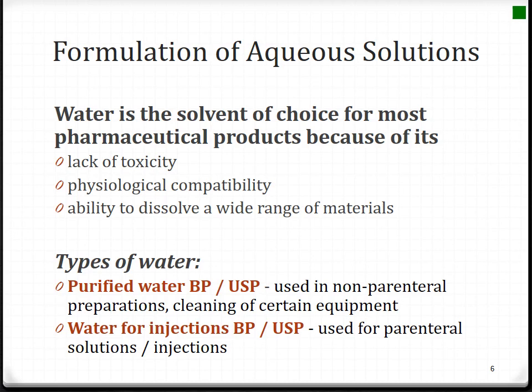Purified water is used to produce non-parenteral preparations and to clean certain equipment. Water for injections is used when bacterial toxins must not be present, for example in parenteral solutions. If you see BP and USP, BP stands for British Pharmacopoeia, whereas USP stands for United States Pharmacopoeia. These are monographs that specify the quality required for pharmaceutical products. Therefore, these waters must meet the quality that is stated in the BP or in the USP.